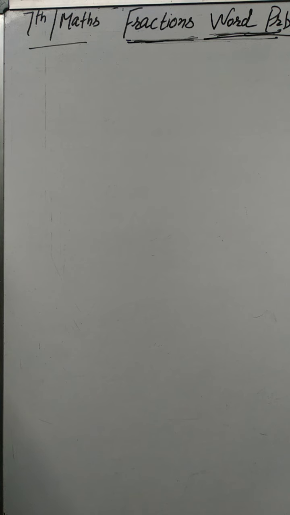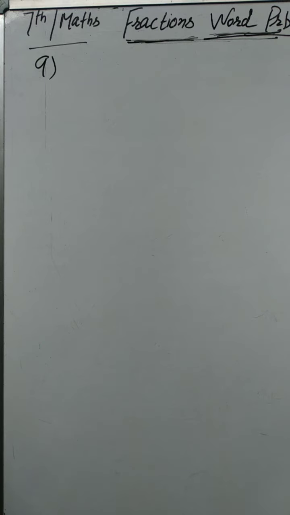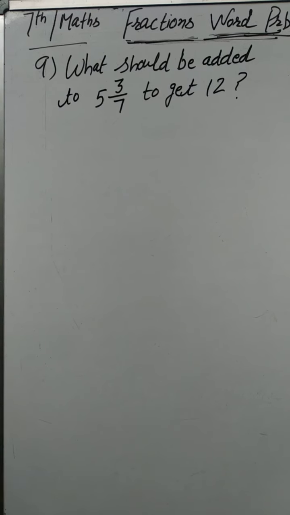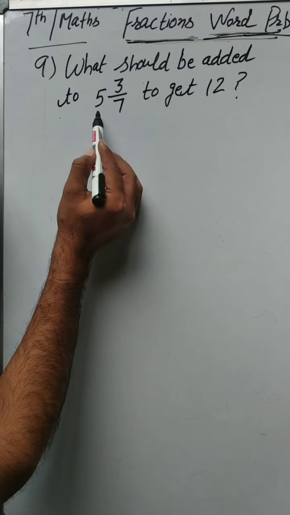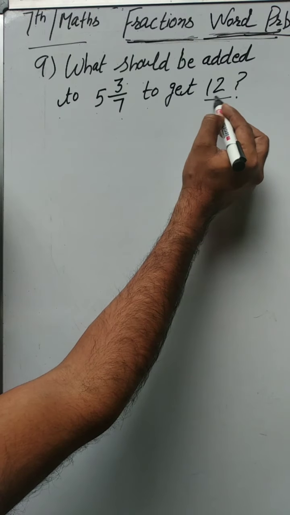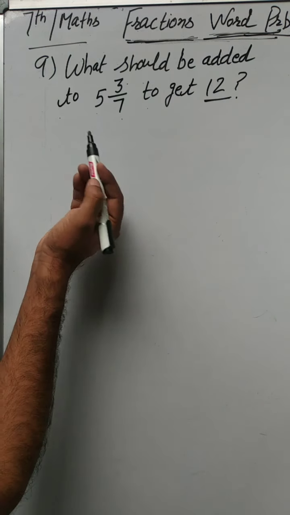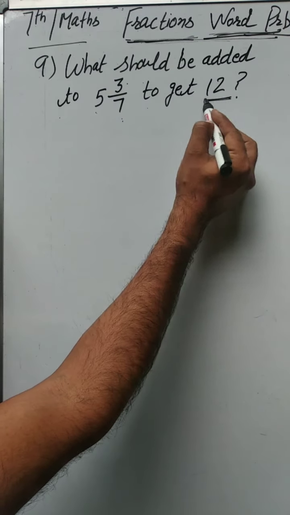Means in the previous video I have explained addition and subtraction of the fractions. So I will continue from question 9th. Question 9th is based on the word problem of fractions. Beta, your question 9th is, what should be added to 5 and 3/7 to get 12? Means simply you have the question, what should be added in 5 and 3/7 to get 12?